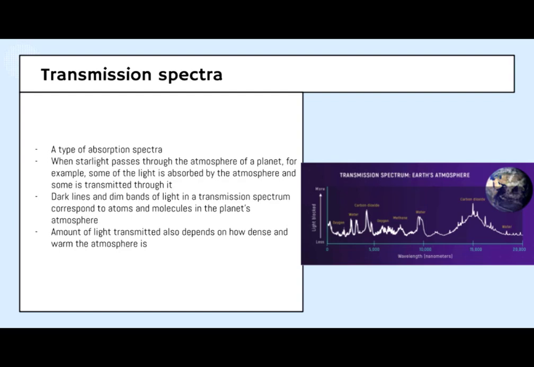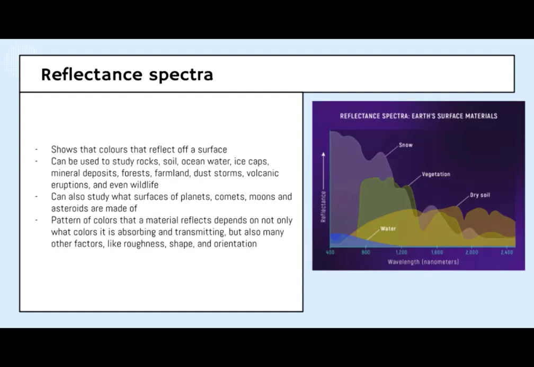The amount of light transmitted also depends on how dense and warm the atmosphere is. Last but not least, reflection spectra. It shows the colors that reflect off a surface.